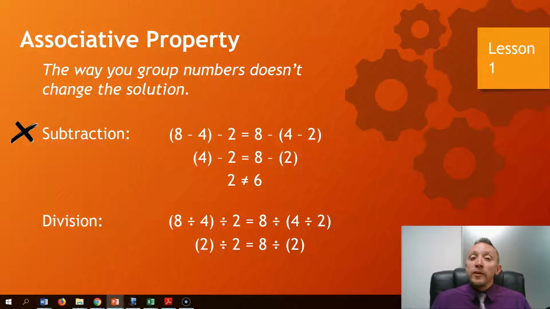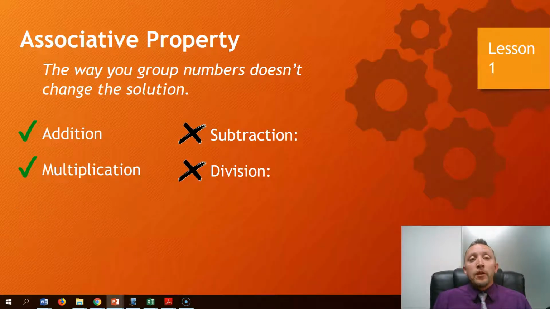2 divided by 2 on the left side would be 1. 8 divided by 2 is clearly not 1. It's 4. So 1 does not equal 4. So the associative property does not work with division. So you can see that over there. Neither of those work with the associative property. So to summarize the associative property, just like the commutative property, the associative property only works with addition and multiplication. It does not work with subtraction or division.